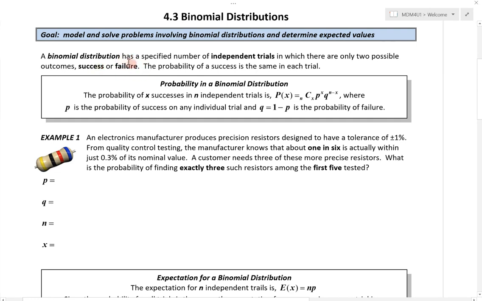Each of these outcomes has its own probability, and the total of which will add up to 1 or 100%. So the binomial distribution has a specified number of independent trials, in which there are only two outcomes, success or failure. And the probability of a success is the same in each and every trial. The probability of x successes in n independent trials is given by this formula: we're using a combination here, so it's n choose x times the probability of your successes times the probability of your failures, which is p and q.